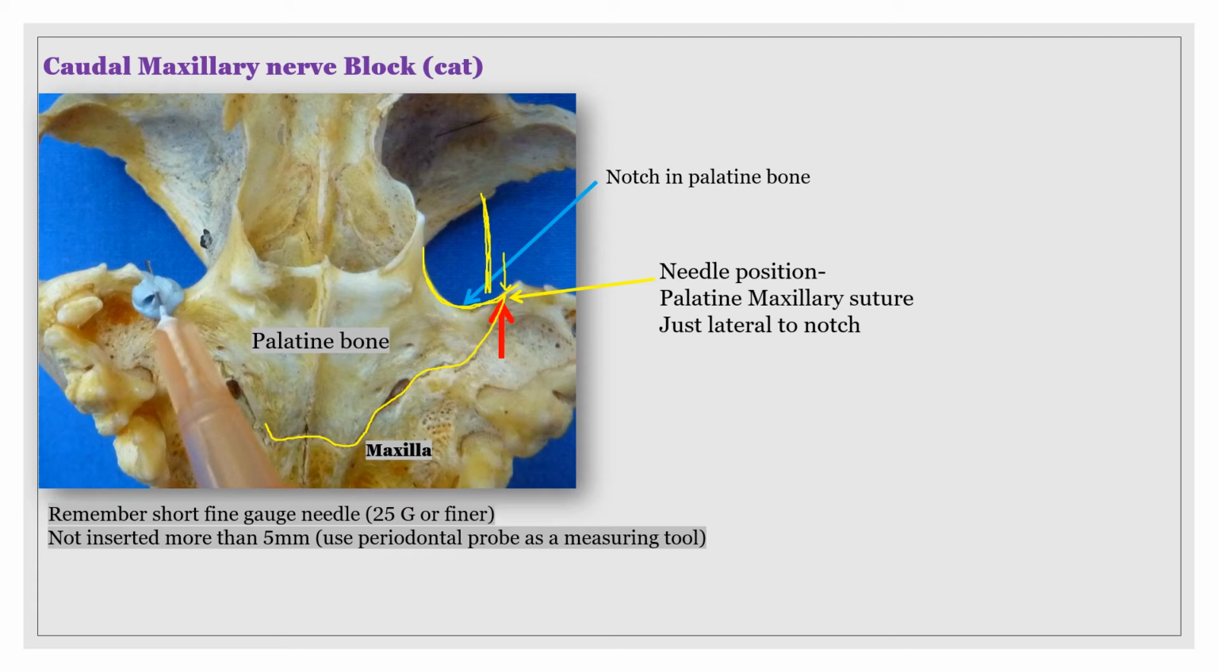So again, how deep do we go in? We go in no more than 5 millimeters. And the reason for that, cats are nocturnal animals. They have a much larger globe than dogs. We also will be careful in brachycephalic dogs as well, because they have a large globe. So we don't want to go in more than 5 millimeters into the demarcation between the hard and soft palate. We draw back, make certain we're not in a blood vessel, and then we slowly inject.